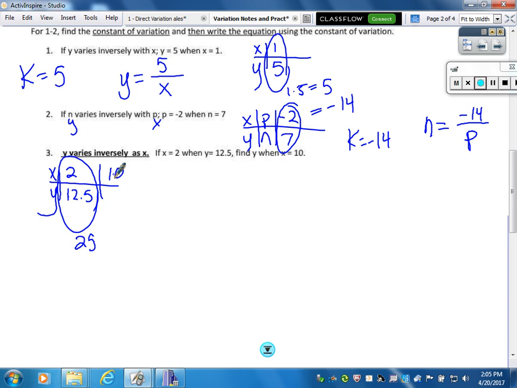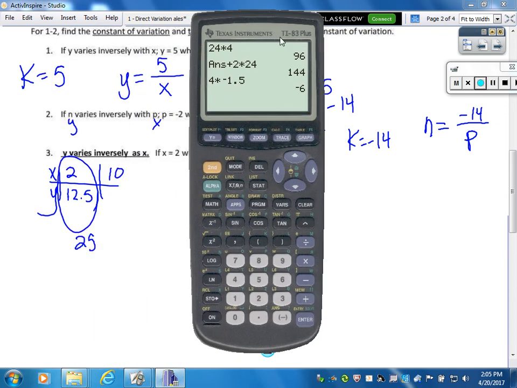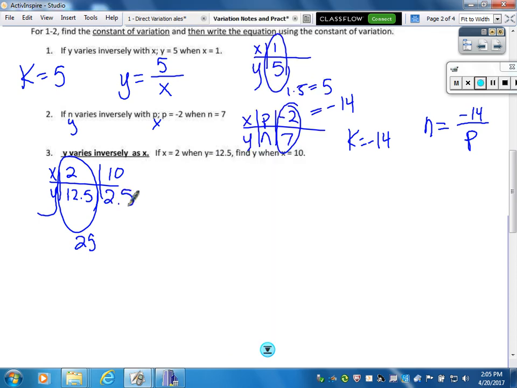So if you're really good at it, you know it in your head. If not, let's go to our calculator. Let's put that formula into action. We know what the constant is, 25. And let's divide by the x value we know to find the y value we want to know. So 2.5. So 10 times 2.5 is 25 as well.